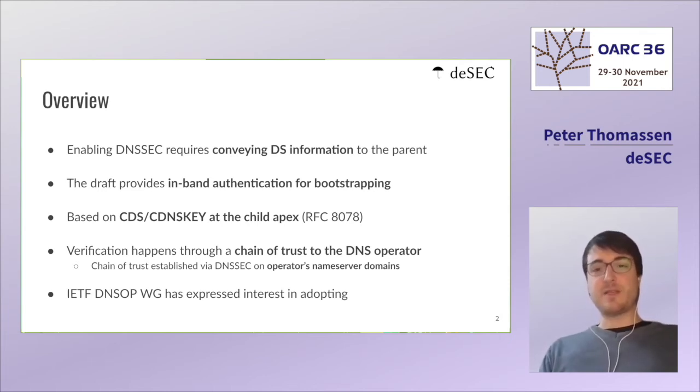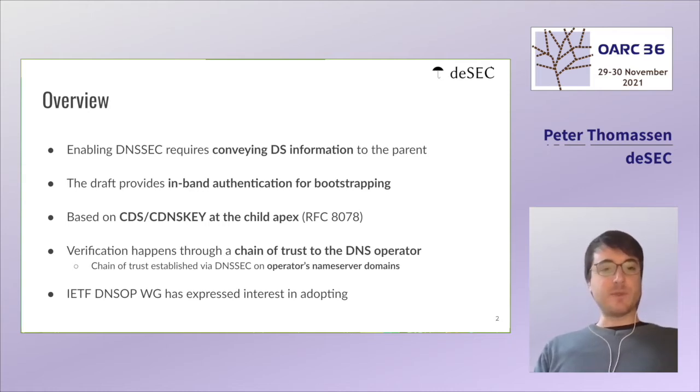For example, if you have example.com, you can publish next to the SOA record in the example.com zone CDS and CDNSKEY records, which indicate to the parent how to construct a DS record and put it in the .com zone. The process we're proposing is for the parent to verify that the contents of those CDS and CDNSKEY records haven't been tampered with. The verification happens through a chain of trust to the DNS operator that has to be pre-existing. We use the operator's name server domains for that, which are known from the NS record set. So what's required is that you use DNSSEC for the name server domains.